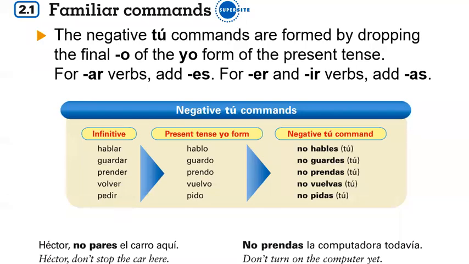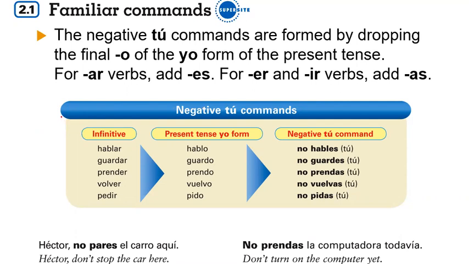In our last video, I presented to you how to form the tú command. The basic rule is we go to the yo form. Whatever the yo form is, it's going to end in an O most of the time. Whatever verb we have has an O at the end, we're going to get rid of that O.